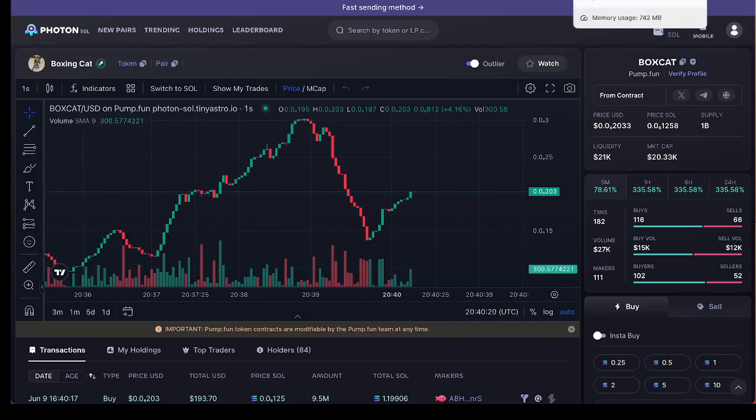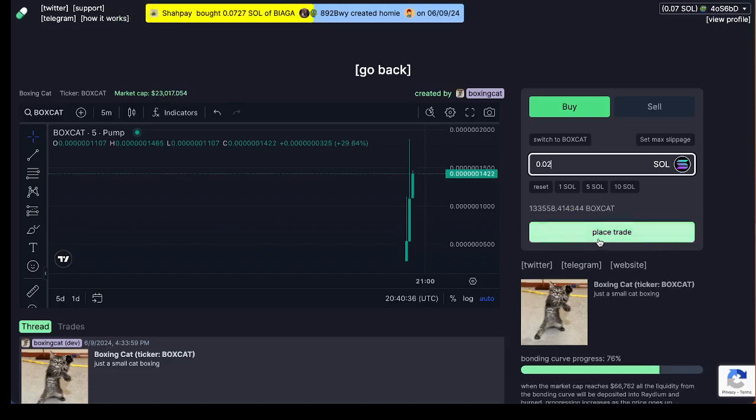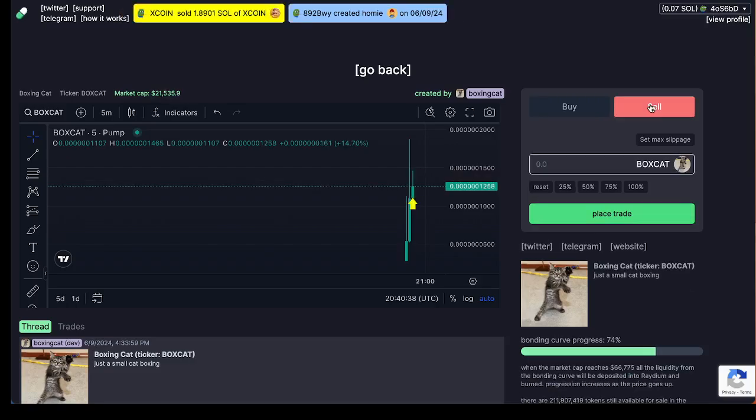I like to use these tools to buy tokens. So I showed you everything you would like to know. If you would like to buy on this website, you just have to put the amount here, 0.02, and click on place trade. If you'd like to sell, click on sell. Choose how many you want to sell, 25%, 50%, 75%, 100%, and click on place trade. It's easy, it's not hard.